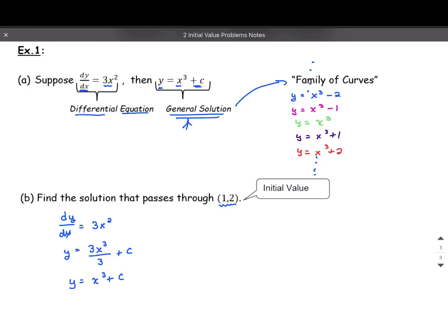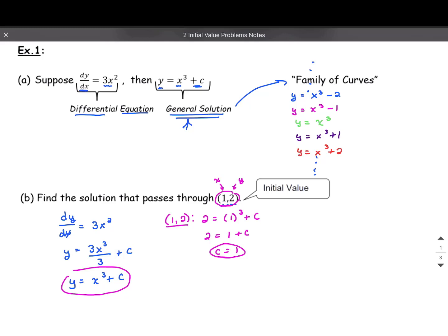Now that we have that general solution, we're going to take this initial value, (1, 2), and substitute it into this general solution. Now remember, the first number is an x value, the second number is a y value. So if we substitute, y is 2 equals x is 1, and we're going to cube it, plus c. So 2 equals 1 plus c. That means that c has to equal 1.